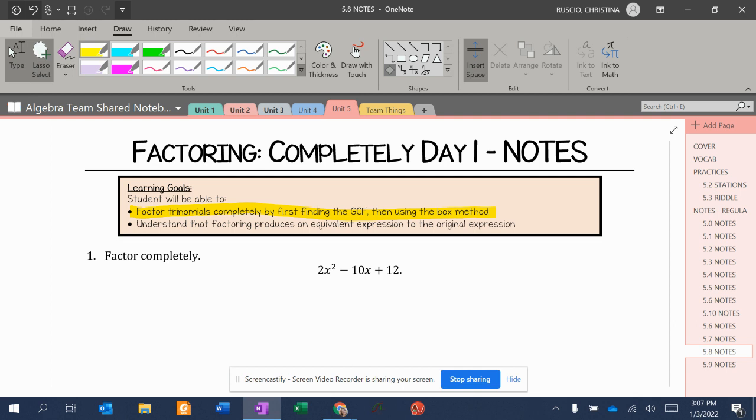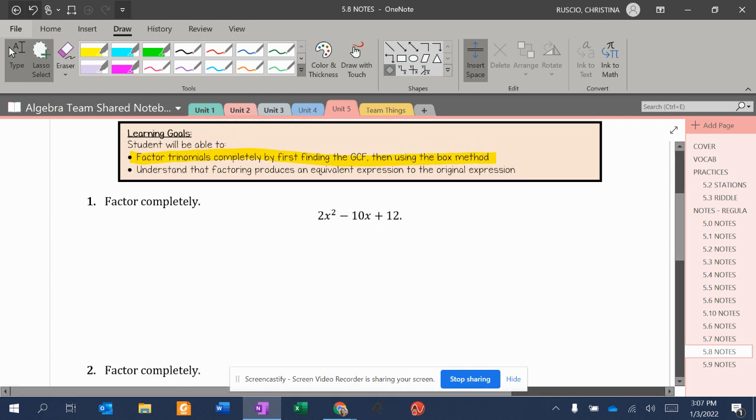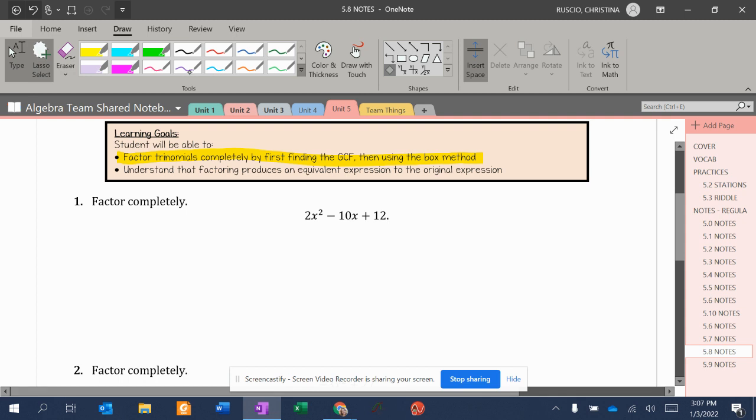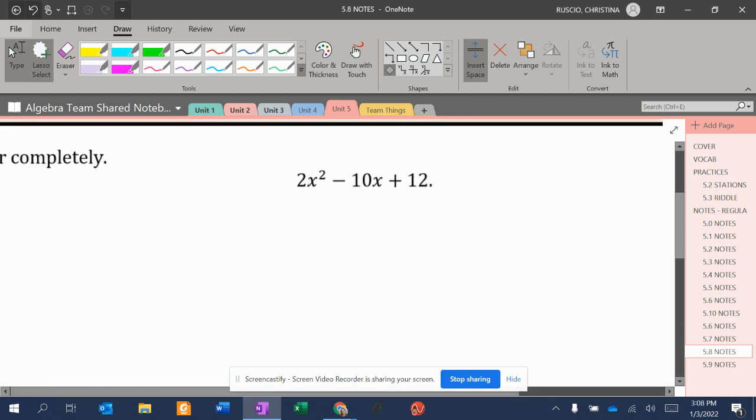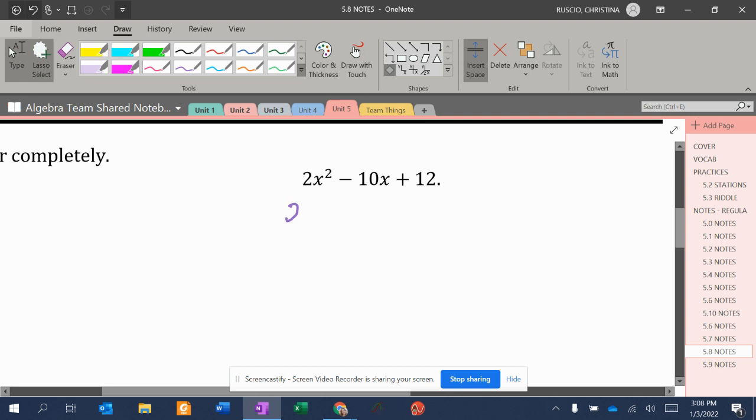Okay, so if we look at number one, let's follow what the rules said. It says first look for the GCF. So we are going to get into the habit of doing that now. Is there a GCF of 2x squared minus 10x plus 12? Yes, there is. It's 2. So let's factor out a 2. If I factor out a 2, I'm left with x squared minus 5x plus 6.